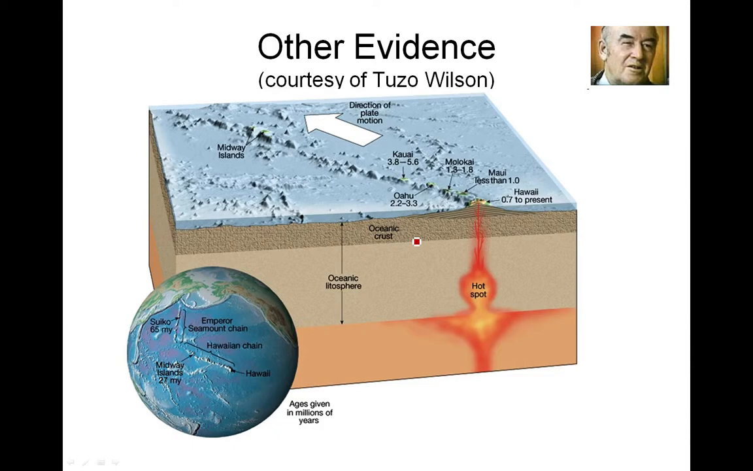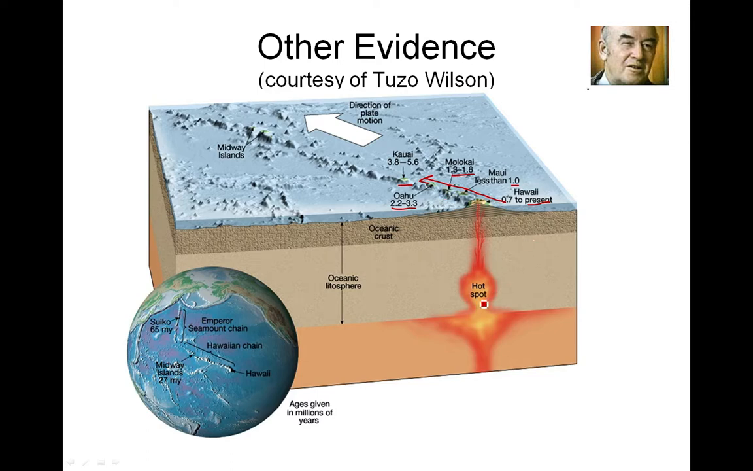The Hawaiian Islands are a chain of islands, as you know. The big island here in the southeast is the newest one. It's brand new, present, right now. You go to the next one, go towards the northwest, we get to Maui, a million years old. Get to Molokai, 1.3 to 1.8 million years old. Get to Oahu, 2.2 to 3.3. Kauai, 3.8 to 5.6. As you go to the northwest, the islands get older and older.